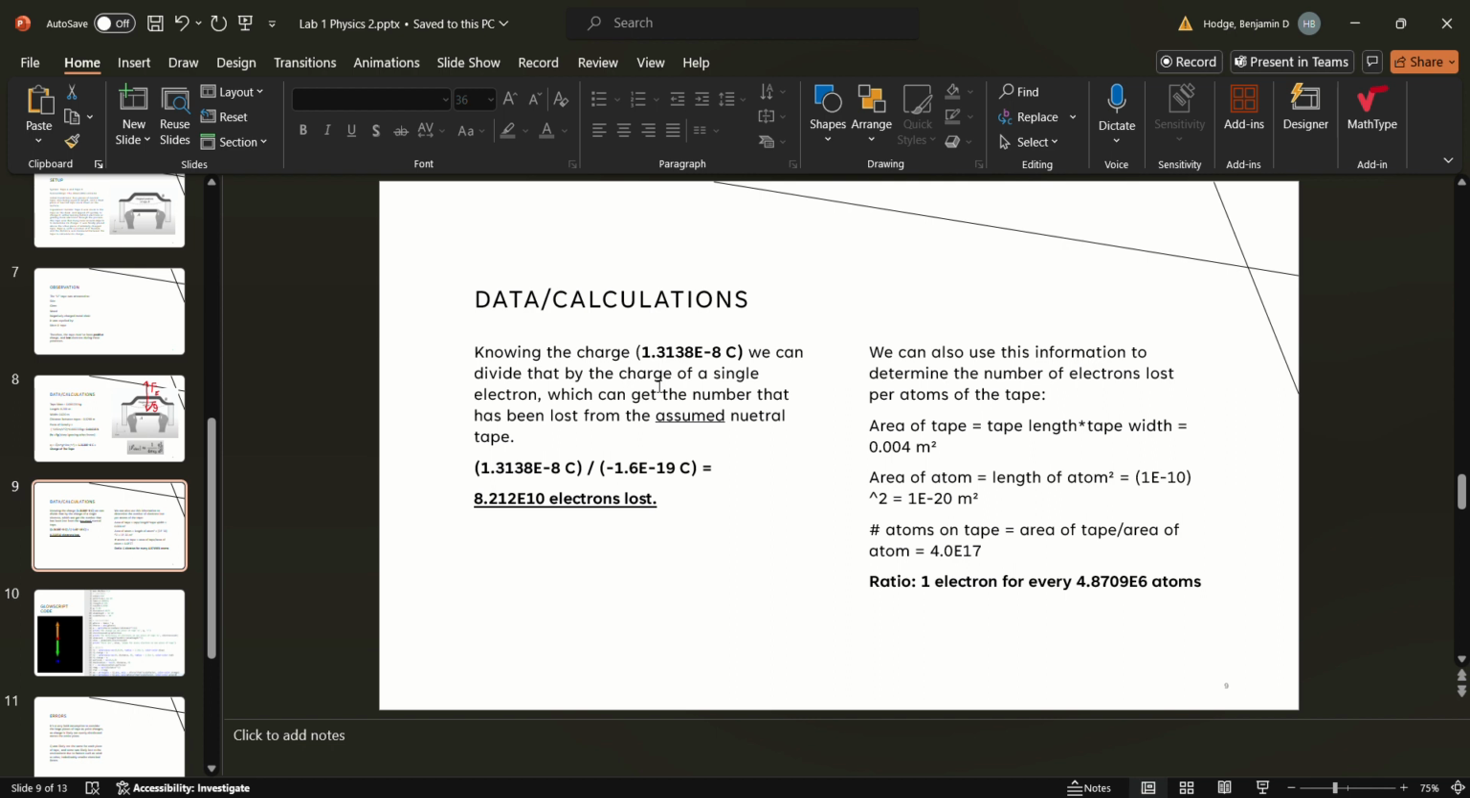So knowing that charge, we can divide it by the charge of a single electron, right? And we can figure out how many electrons were lost in order to gain a positive charge of that standard, because we were assuming the tape is perfectly neutral at the beginning. And we get 8.212e10 electrons, pretty important. And we can use this information also to determine a surface area thing, like how many electrons are lost per atom, which helps determine from a material standpoint what's practical. So you can do it with this math here, and you get 1 electron for 4.8709e6 atoms. Pretty cool.